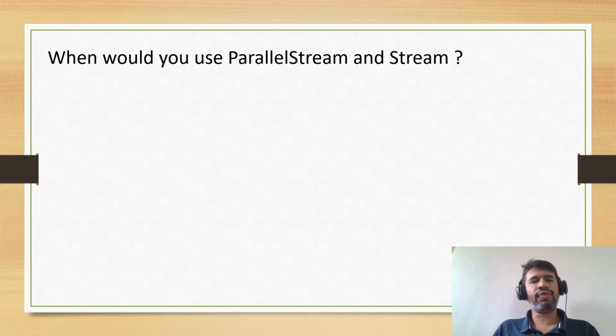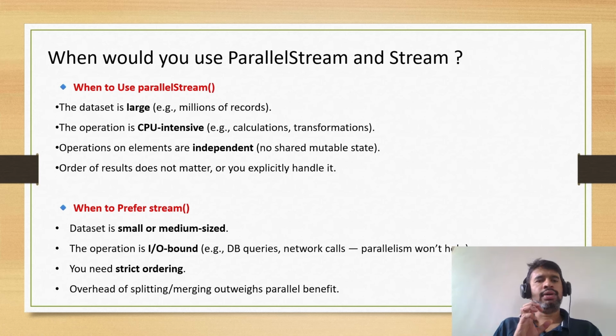So the question is, when would you use a parallel stream versus a stream? A parallel stream is useful when the dataset is large, when you're performing CPU intensive operations, and operations on elements are independent. So the operation of one should not influence another, and the order of the result should not matter. So these are all the key things to use parallel streams.